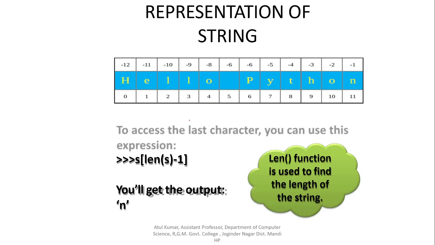Then the next is the length function. The len function is used to find the length of the string. Suppose you want to find how long this string is. To find the length of the string, we have a function in Python, that is len with brackets, and the syntax is like this: s, len, and in the brackets you pass the string, minus 1. So it will calculate the length of the string.